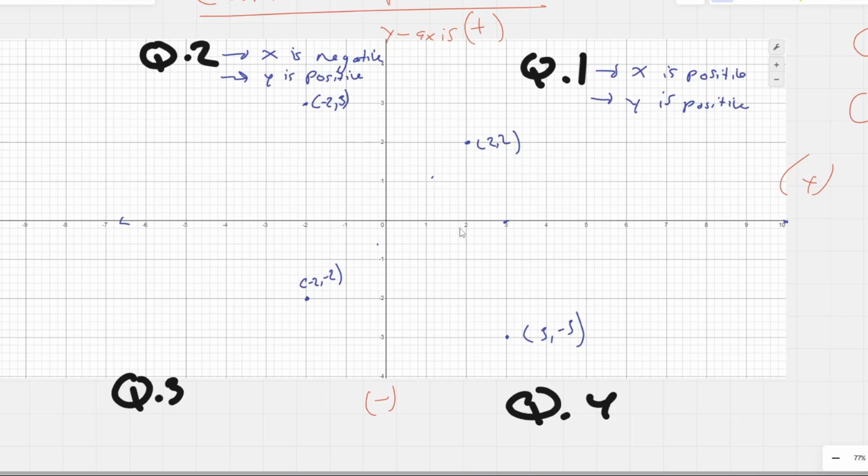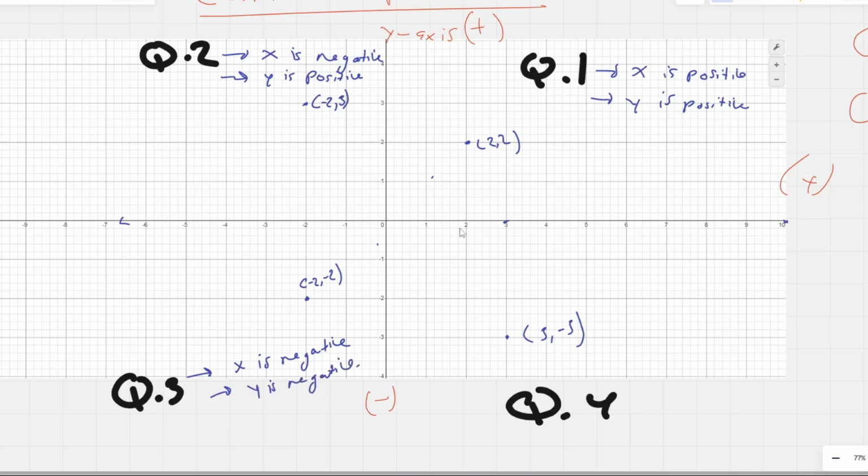Now let's look at quadrant 3 here. In quadrant 3, what's happening? My x is negative, correct? See, -1, -2, -3. It's going this way, negative. And also, my y is negative. See? It goes from 0 to -1 to -2, -3, -4. So therefore, we can state this: in quadrant 3, both my x is negative and my y is negative.